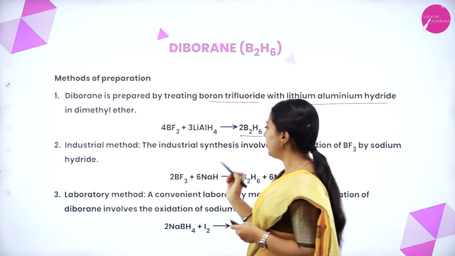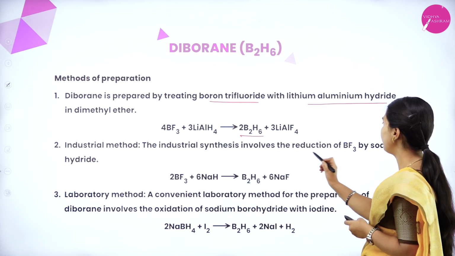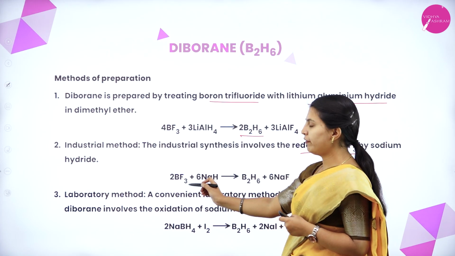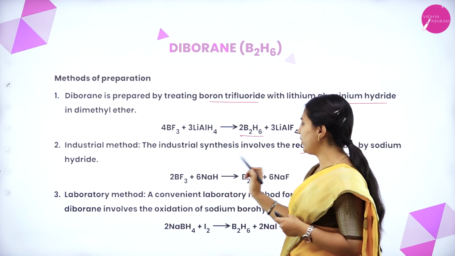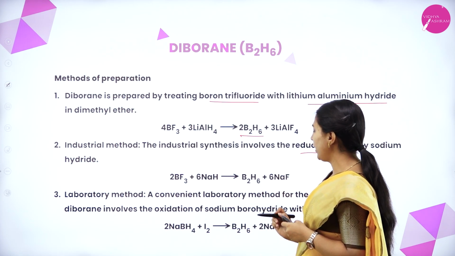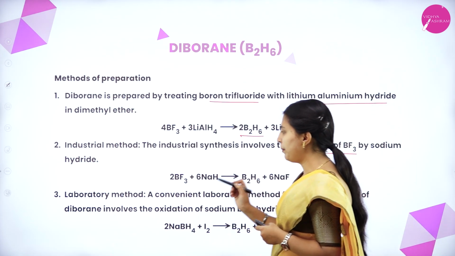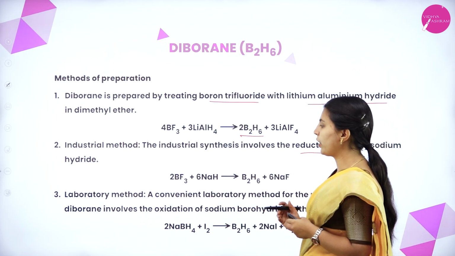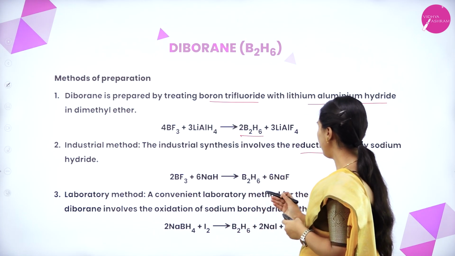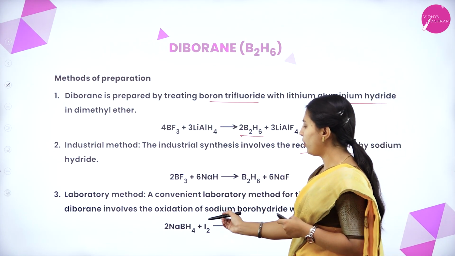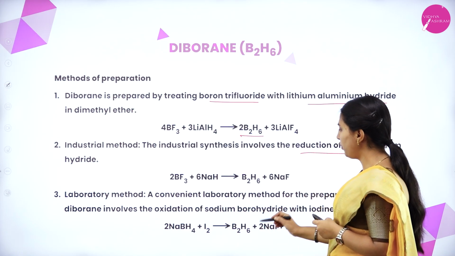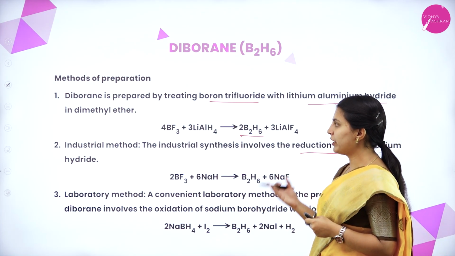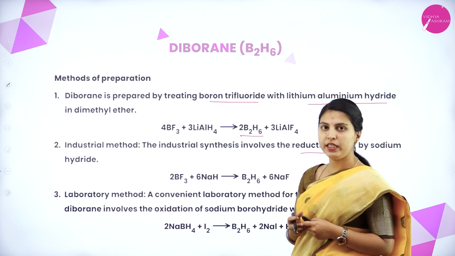In the industrial method, the industrial synthesis involves the reduction of boron trifluoride by sodium hydride. When boron trifluoride is treated for reduction with sodium hydride, it will form diborane and sodium fluoride. In the laboratory method, a convenient laboratory method for the preparation of diborane involves the oxidation of sodium borohydride with iodine. When sodium borohydride reacts with iodine, it will form diborane and sodium iodide and also hydrogen gas. These are the 3 methods in which diborane can be prepared.